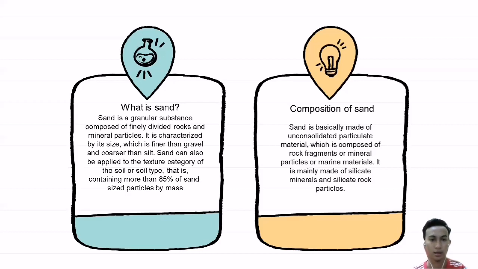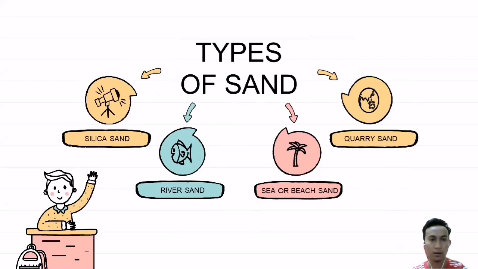What is sand? Sand is a granular substance composed of finely divided rock and mineral particles. It is categorized by its size, which is finer than gravel and coarser than silt. Sand can also refer to the textural category of soil or soil type, that is, containing more than 85% sand-sized particles by mass. Composition of sand. Sand is basically made of consolidated particulate material, which is composed of rock fragments or mineral particles or marine material. It is mainly made of silicate minerals and silicate rock particles.